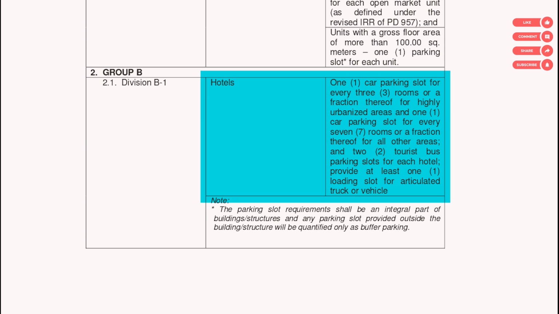Example: a computation for parking spaces is one parking slot for every three rooms, if the hotel is in a highly urbanized location. Pero kung hindi naman highly urbanized location, pwede nang one parking space for every seven rooms, which is fewer. Fewer parking spaces kasi hindi naman highly urbanized. On top of the car parking, which is the first two bullet points, you have to have two tourist buses, and one loading space for an articulated truck. So on top of the car requirement, you need that.